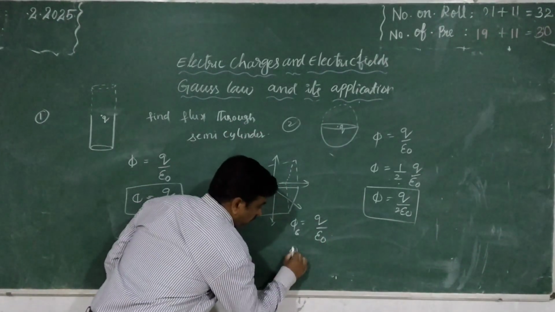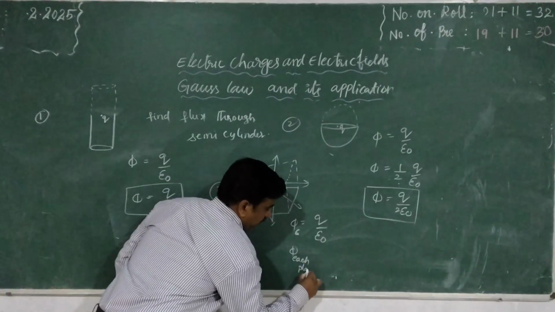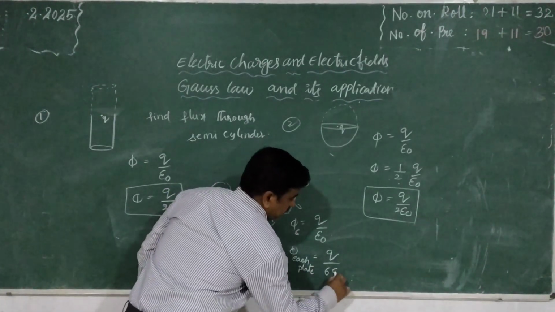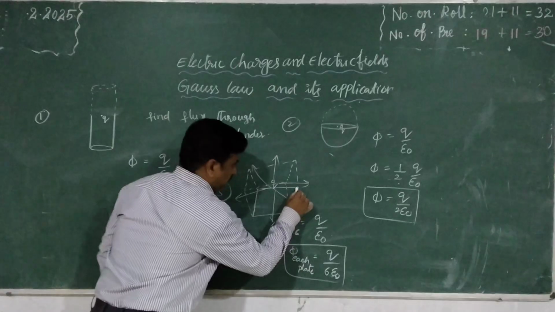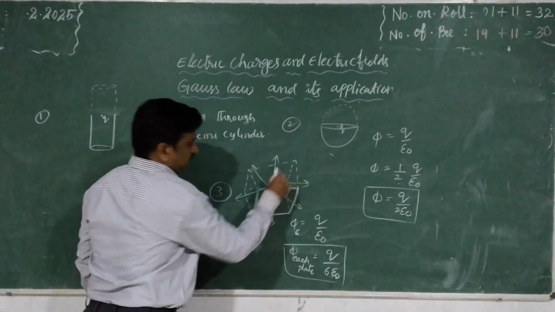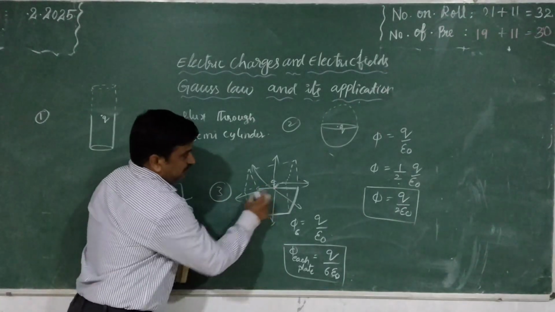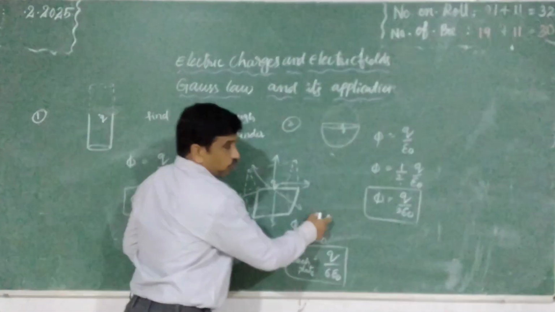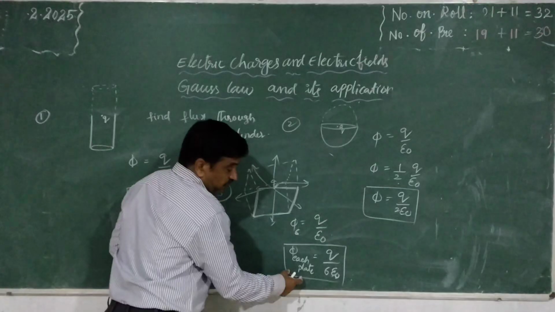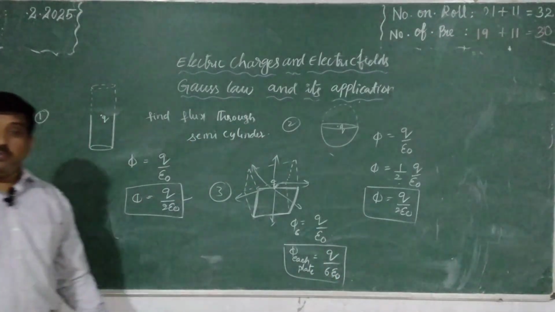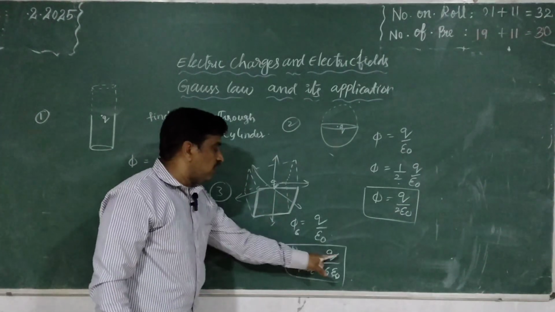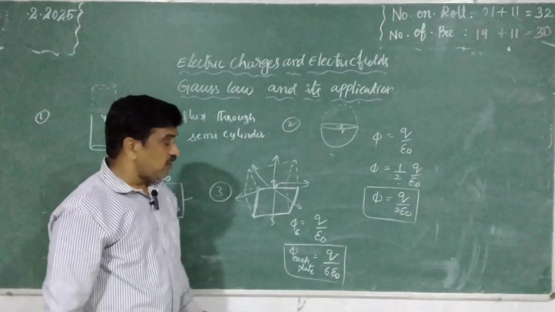For each plate, each plane surface, the flux is q by 6 epsilon naught. What is the flux through this surface only? The charge is at the center, so we can draw the closed surface like this. The flux through the closed surface is q by epsilon naught. Here 6 plates we can arrange, so each plate, each plane surface, gets q by 6 epsilon naught. The flux through this plane surface or plate is q by 6 epsilon naught.